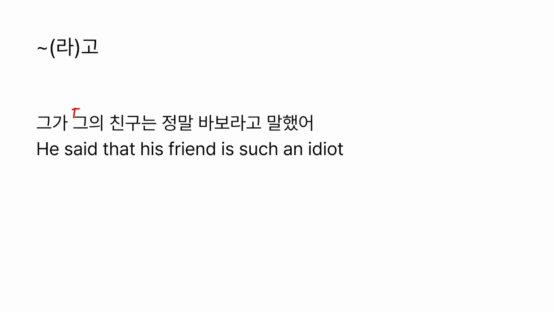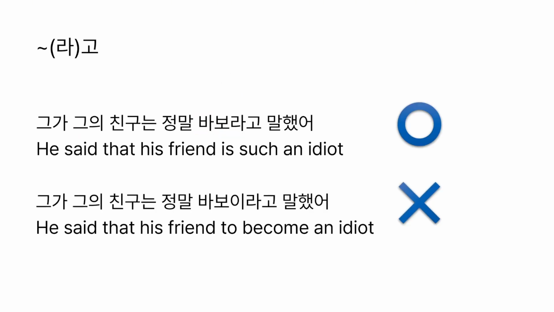And as you can see, if you attach quotative case particle to a sentence having a linking verb, for example, 그의 친구는 정말 바보이다, you have to leave out the linking verb 이다 and put 라고 directly to the complement. In this case, the complement is 바보. Because when you put 이다 and 라고 together, it changes the meaning, like 그가 그의 친구는 정말 바보이라고 말했어. Which means he said that his friend to become an idiot.